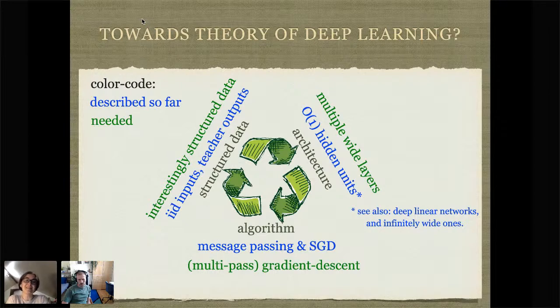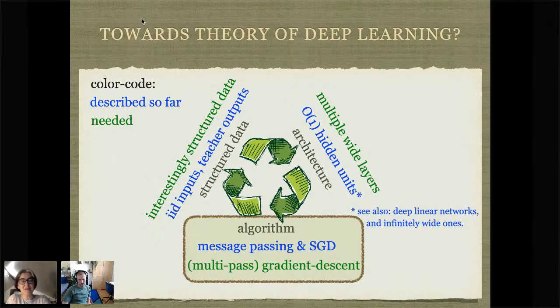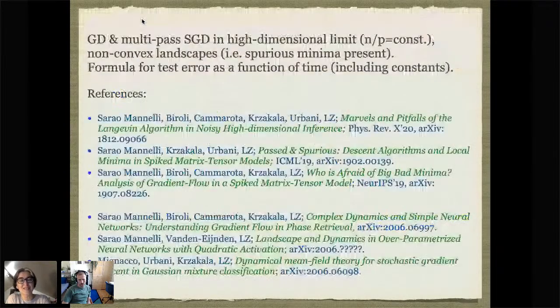So let me look at the other two sides, because I covered the side where we currently know the least. Well, we still have a big job to do. On the other sides, the algorithms, I will just show you a list of recent references. If you had asked me two years ago, I would have told you that we understand very little about what gradient descent is doing, that we only understand well the message passing algorithms. But this is not true anymore due to a series of works from the last two years.